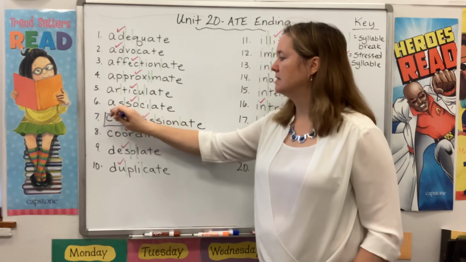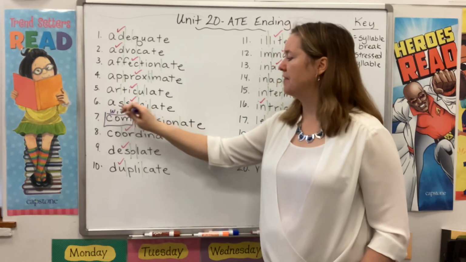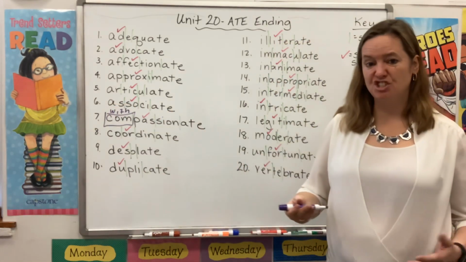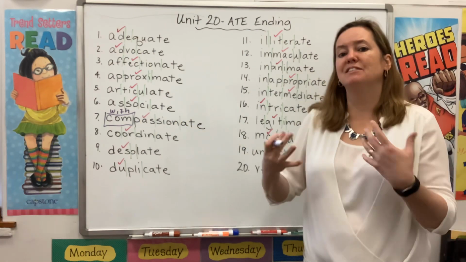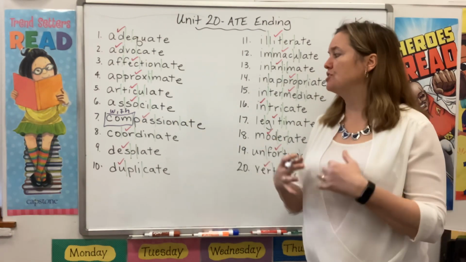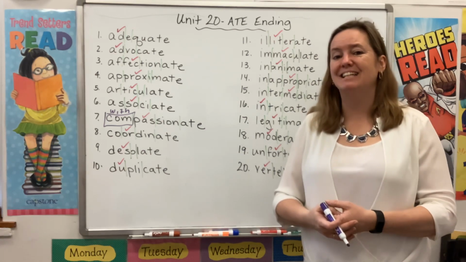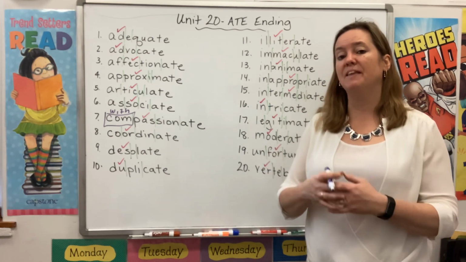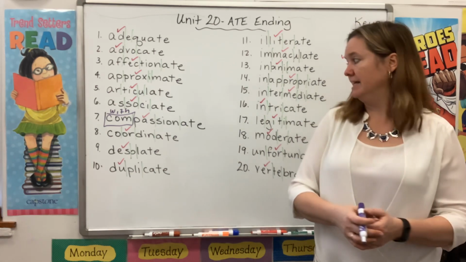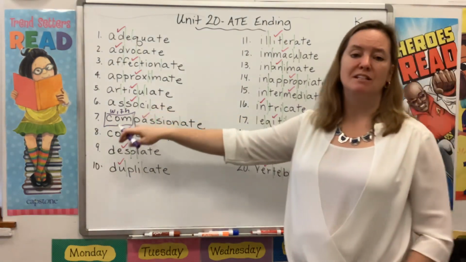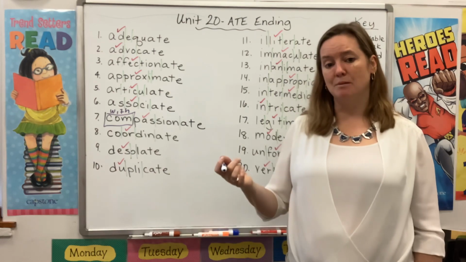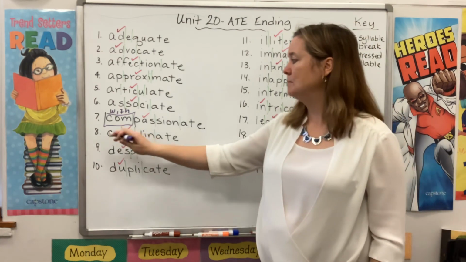which means with. If you are compassionate, think of passion as feelings, right? You are sharing feelings with someone else. You are showing them kindness and understanding because you are thinking about their feelings. So calm means with, but that's an assimilated prefix. It takes on different forms.